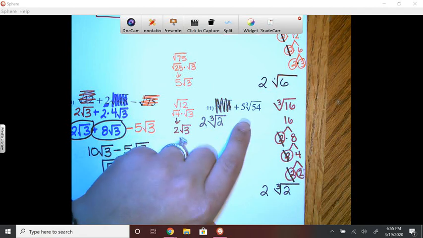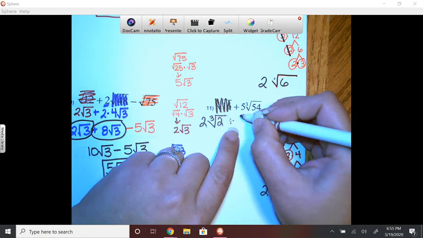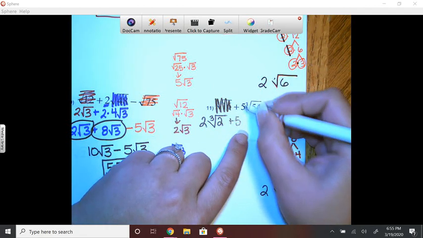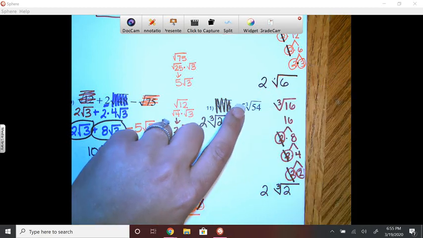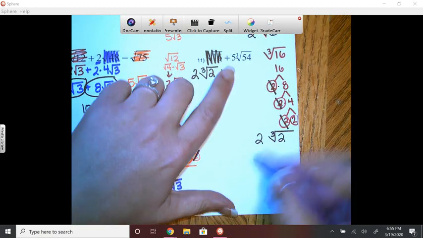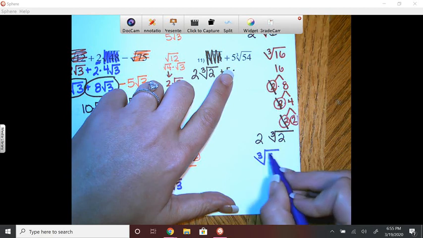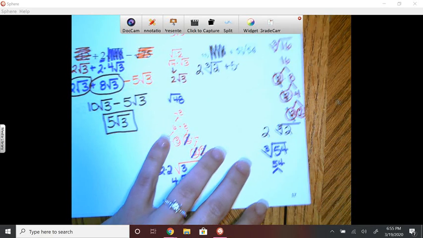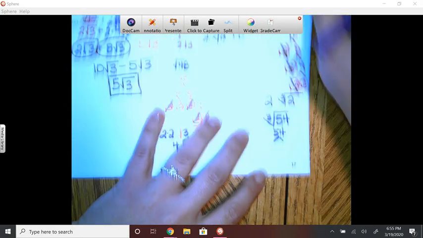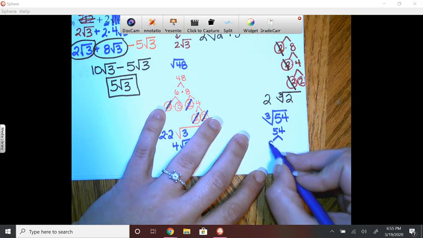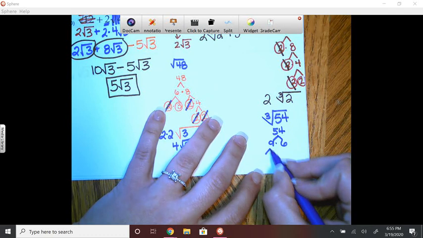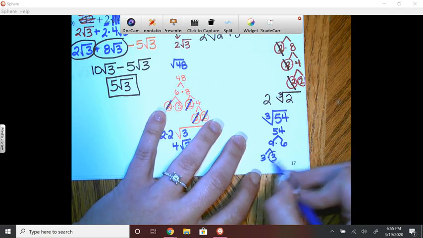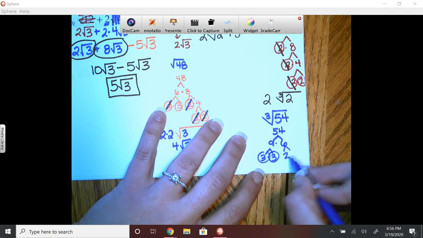Okay, so now we can do that same thing. I'm going to bring down the 5 because it's already there. Now we're going to simplify the cube root of 54. So I'm going to go ahead and do a factor tree for this one. So pick any two numbers that multiply to make 54. So I could do 9 times 6. Circle them when they're prime.